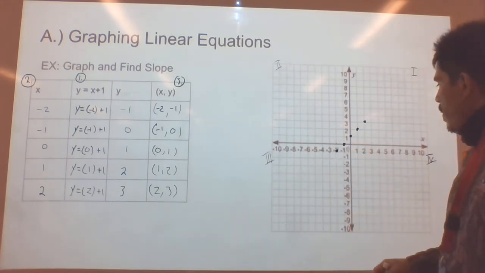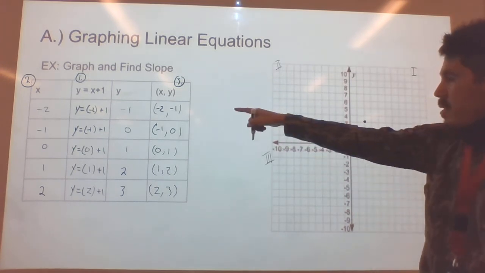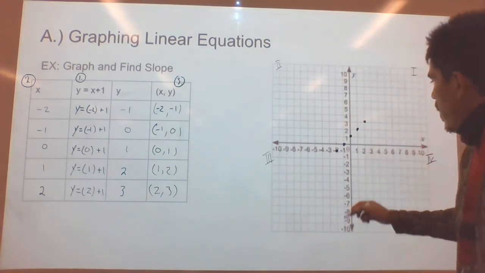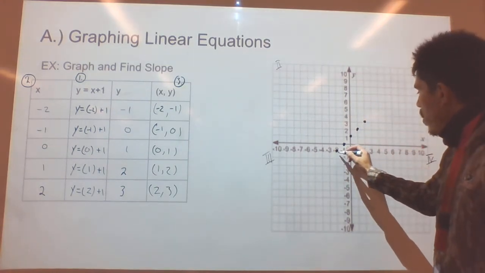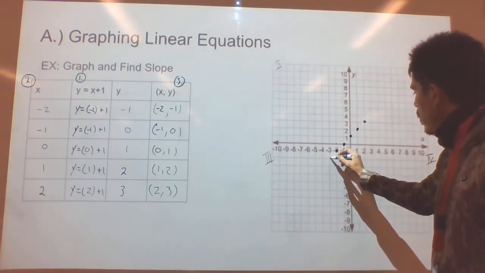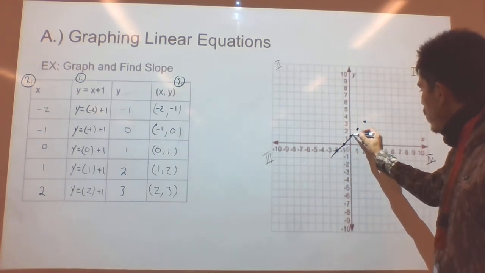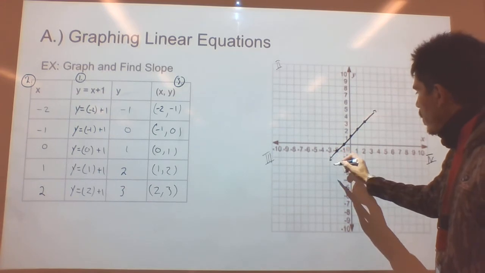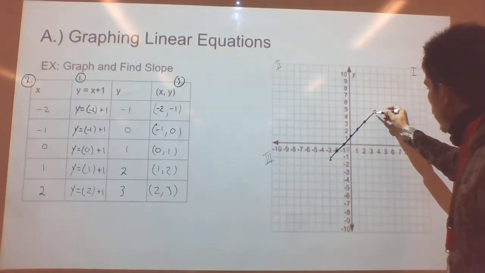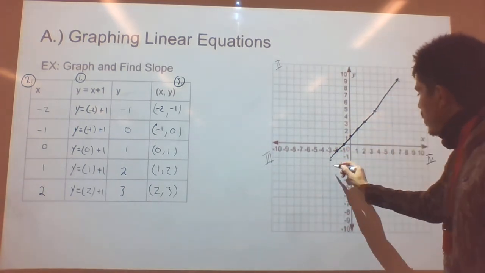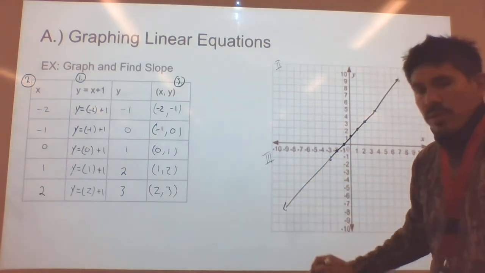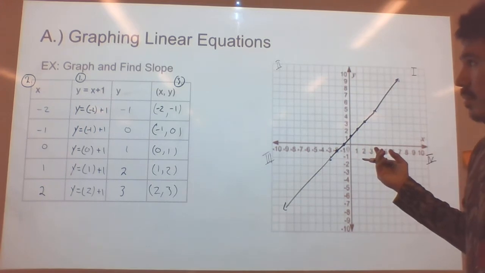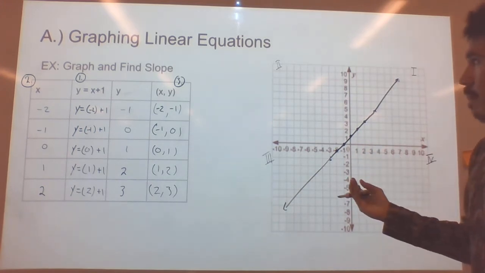All these points correspond to the values that I got, and then I simply go ahead and graph, as best you can. This goes on forever. If you want, you can say this is going to go up like this and go down like this. I don't have a ruler, but you get the idea. Now we've learned how to graph a linear equation.